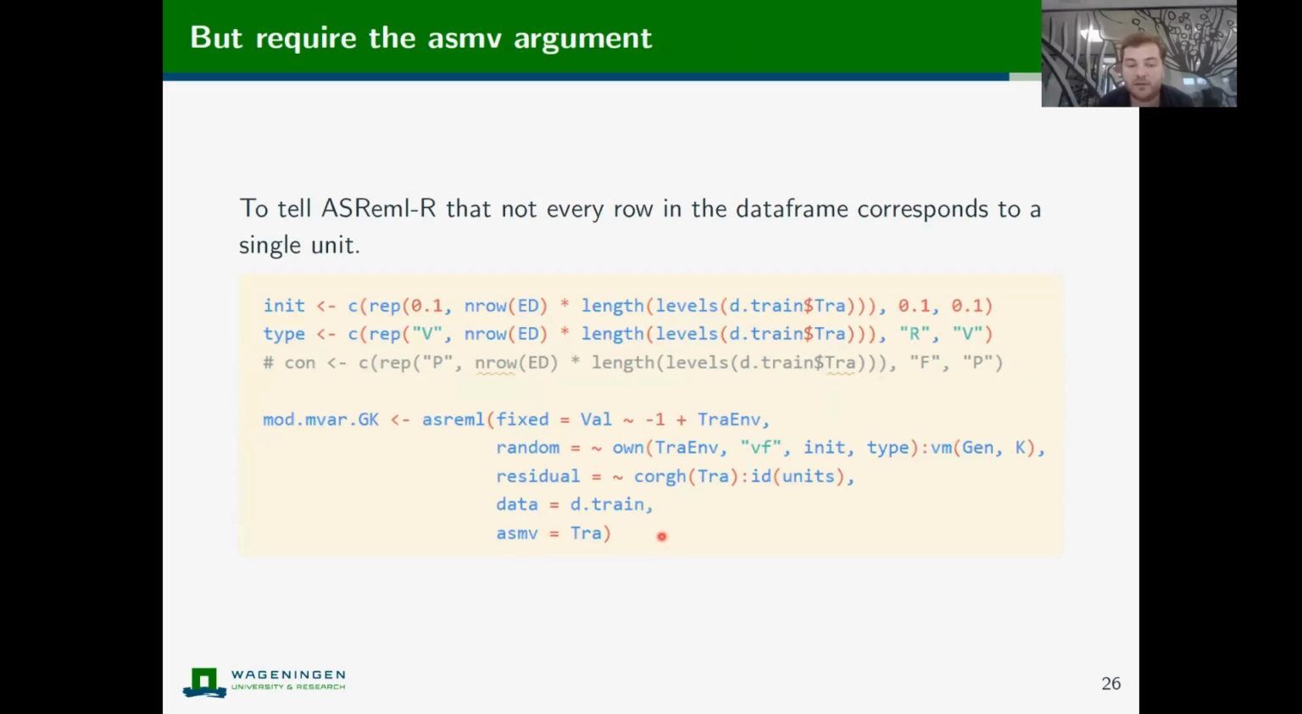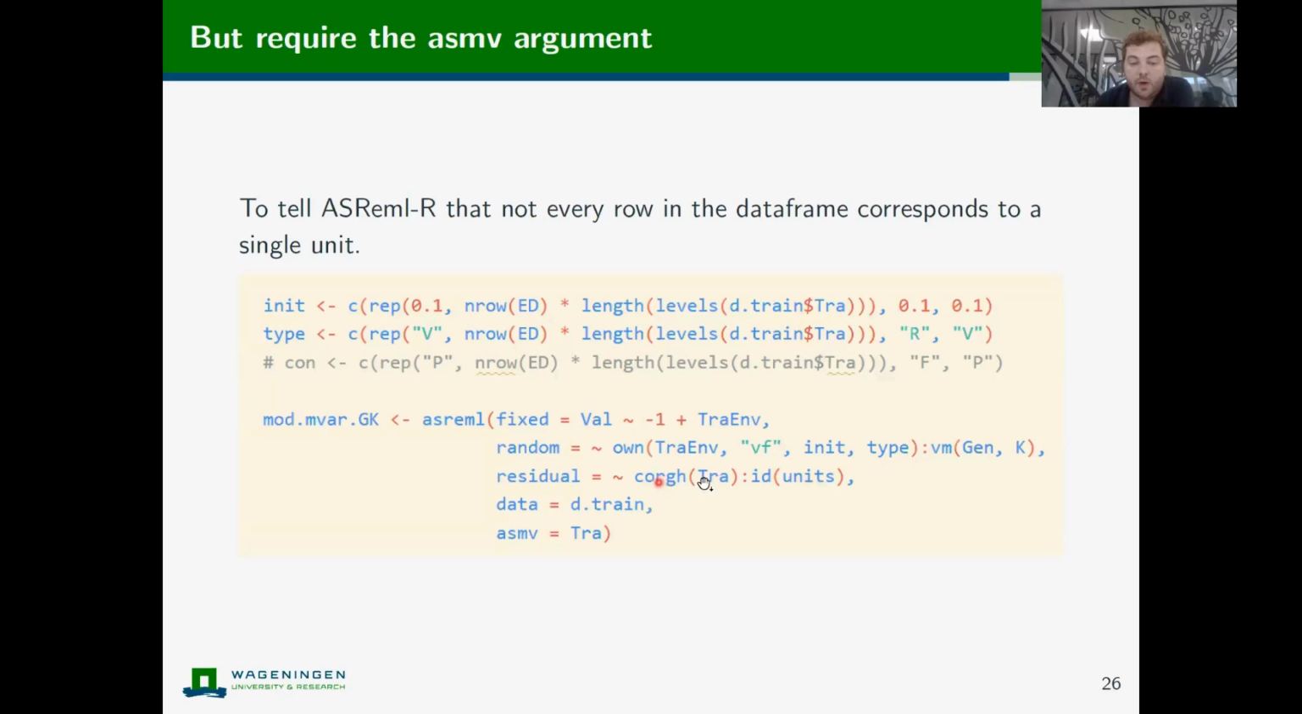Because if you stack those traits on top of each other, let's say that we've got 100 genotypes, 10 trials, and 2 traits, we would end up with a data frame with 2,000 rows. And if you don't specify this ASMV argument, ASReml is going to think that you also have 2,000 units, so 2,000 actual plots. But that's not true, of course, because we just have 2 traits that were measured on the same plot. And if you try that without ASMV, it'll start giving you warnings or errors about the number of units not matching the number of data records.